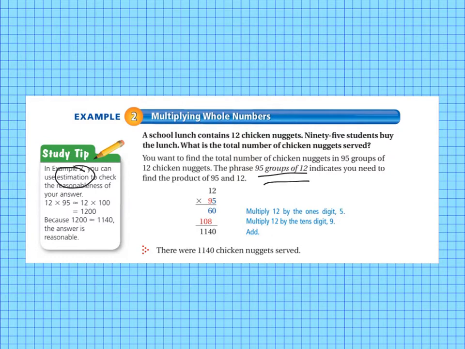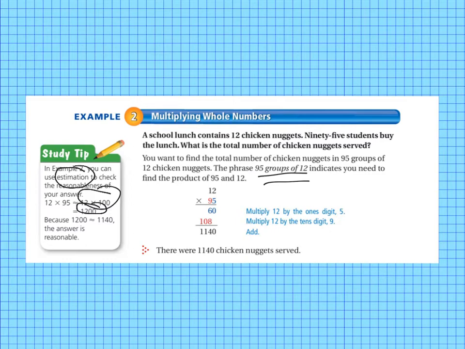So you're going to round 95 up to 100. And you know that 12 times 100 is 1200. So you might want to do that before you start doing your multiplication, so that when you finish you know if your answer is reasonable or not.